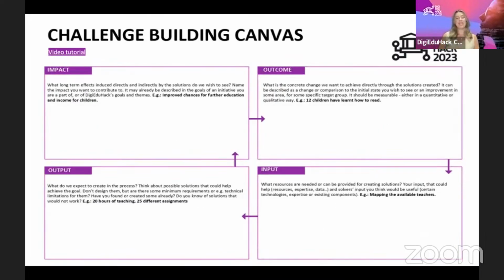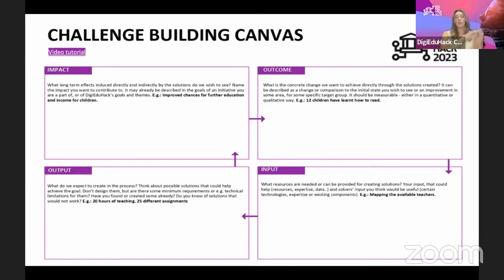The challenge building canvas that I quickly mentioned is just for your internal use if you need to brainstorm. So this is nothing that we require you to fill in, but you can start with either the output. Is there something that you already know that you want to get out of this hackathon? What is your dream solution? And then you can go from there. What do you need? How is the question? What kind of questions should you ask to get this solution without giving it to the participants yourself?